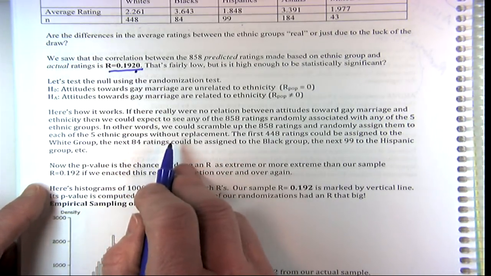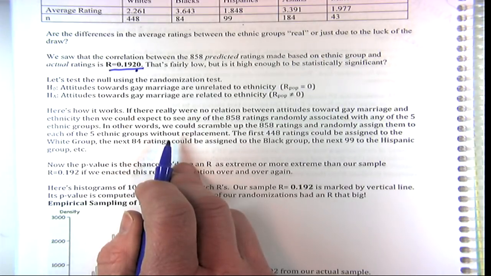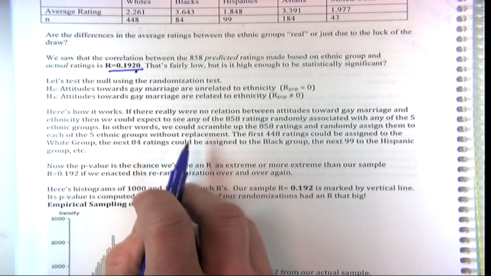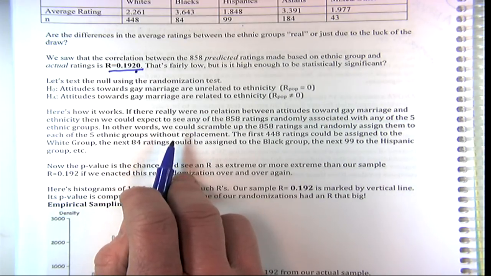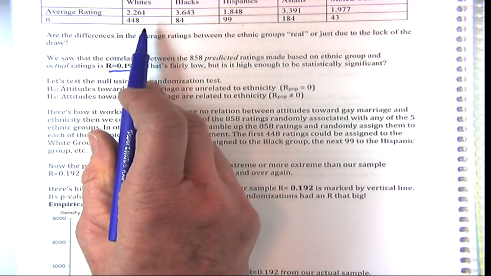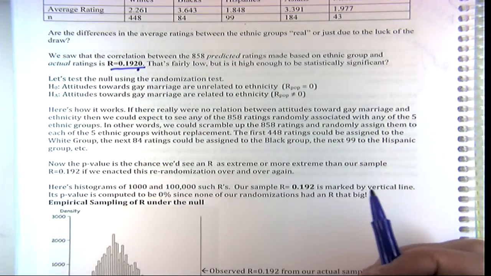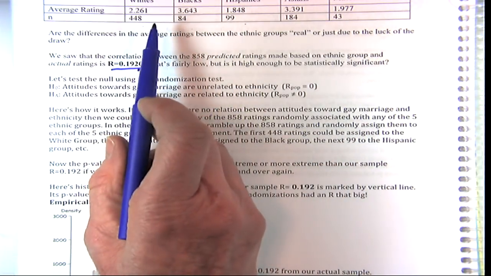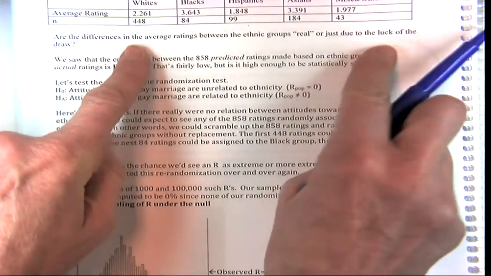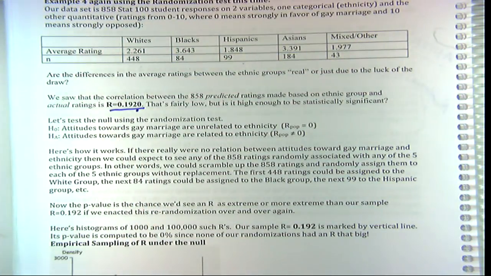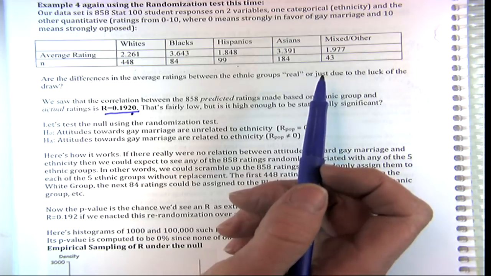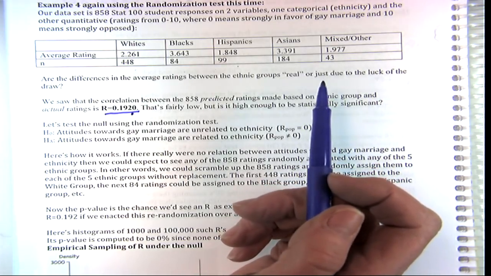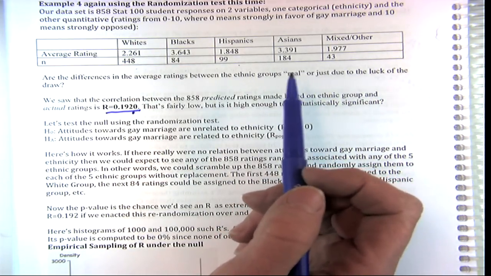Not a p-value, an R. We'd compute an R for that. We'd look at the correlation between the scrambled ratings, how well the predicted ratings based on that random division into 5 groups correlate with the actual ratings. If they were done completely at random, you'd expect a correlation of 0. You're not going to get exactly 0 just because of the sampling distribution, right?